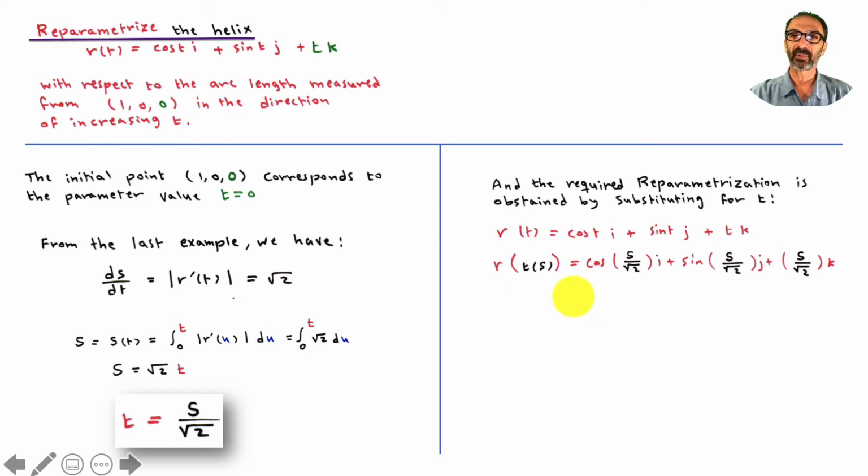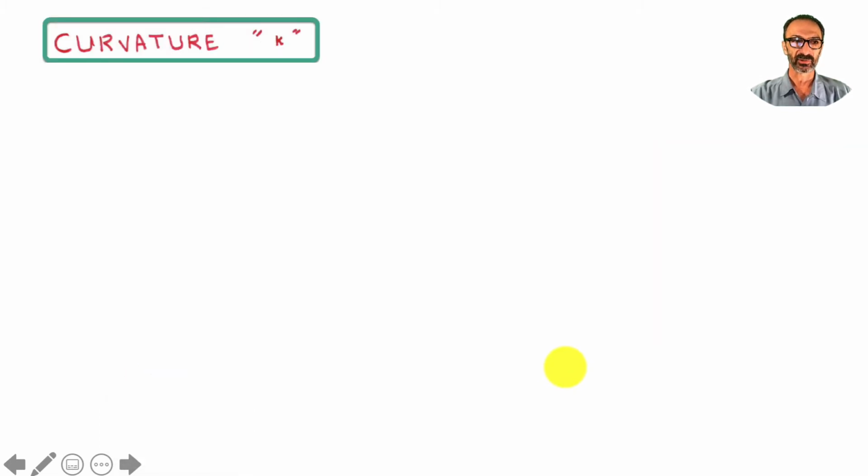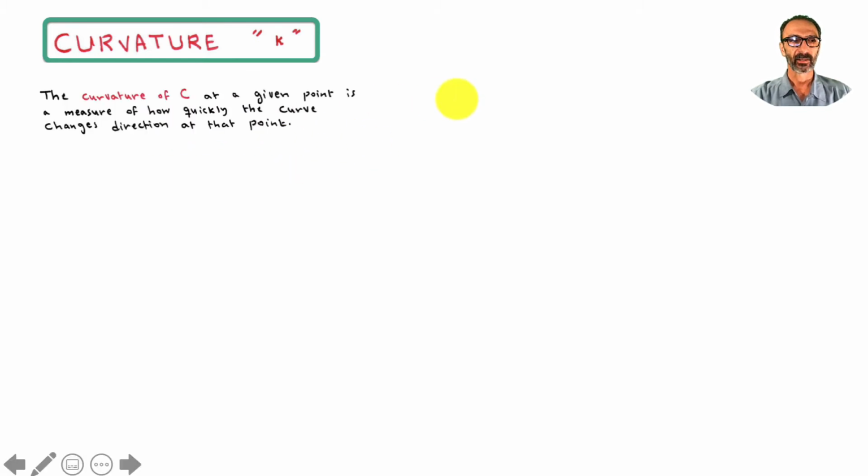Here's the second topic of this lecture, which is called curvature. What is curvature? They write it as a small tilted k, but it's hard by hand to make it perfect, but that's what I'm using for now. The curvature of C at a given point is a measure of how quickly the curve changes direction at that point.